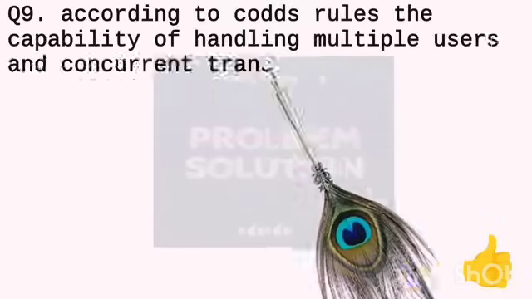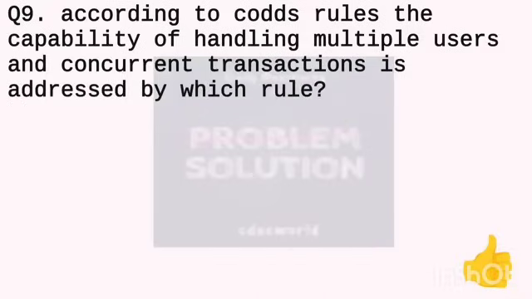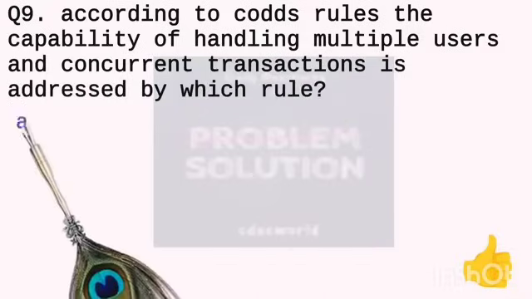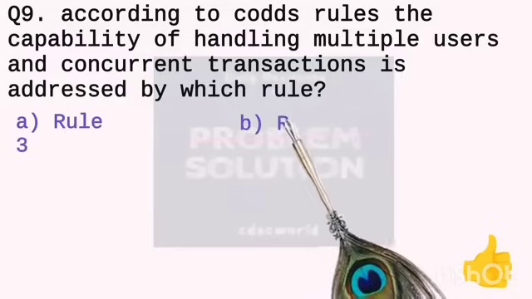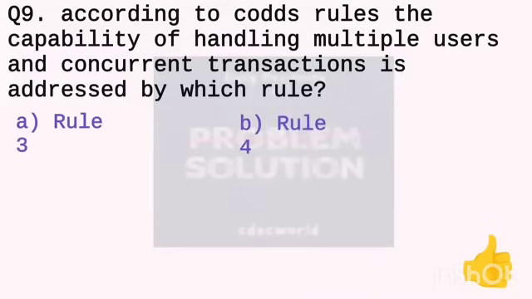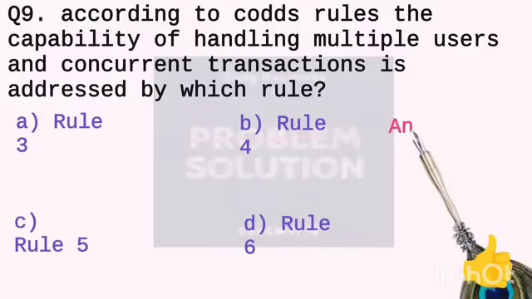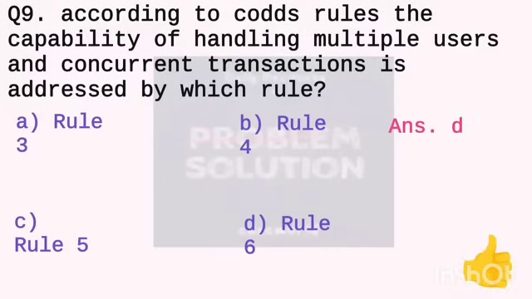Query number 9. According to Codd's rules, the capability of handling multiple users and concurrent transactions is addressed by which rule? Option A, Rule 3. Option B, Rule 4. Option C, Rule 5. And option D, Rule 6. And the answer is D, Rule 6.